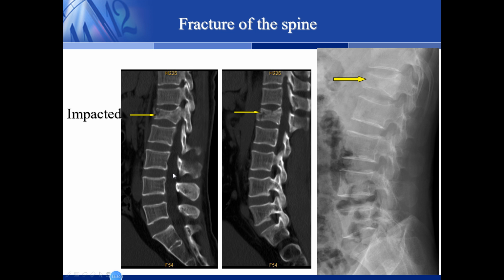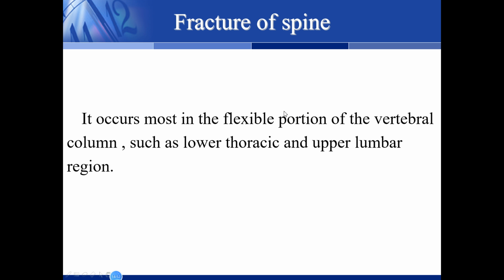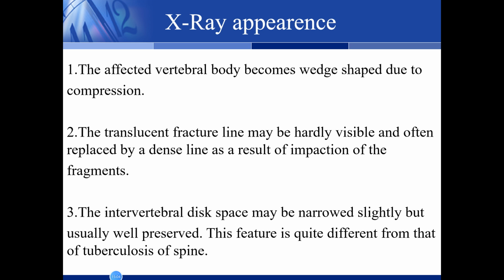Fracture of the spine. The affected vertebral body becomes wedge-shaped from compression, and the translucent line may be replaced by a dense line. So this is the fracture of the spine. It occurs most in the flexible portion of the vertebral column, such as the lower thoracic and upper lumbar region.